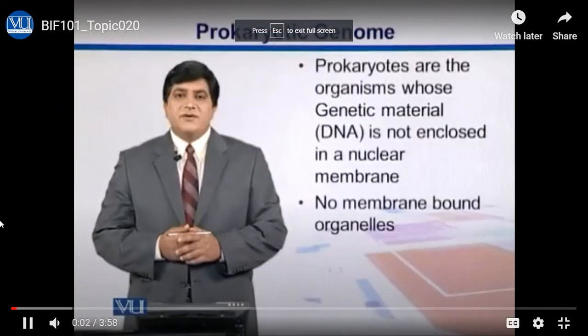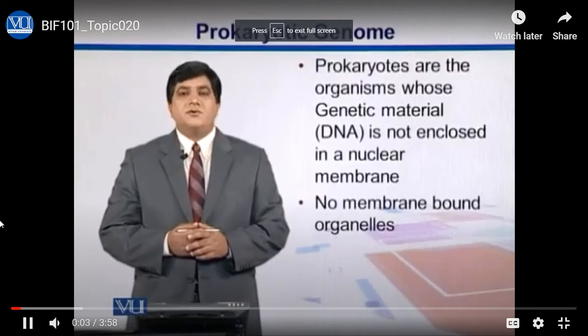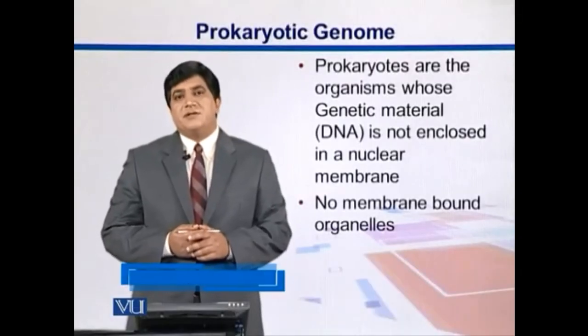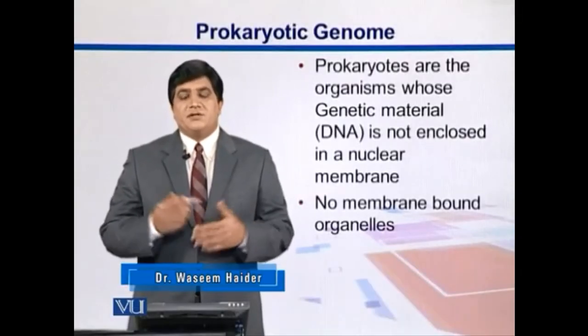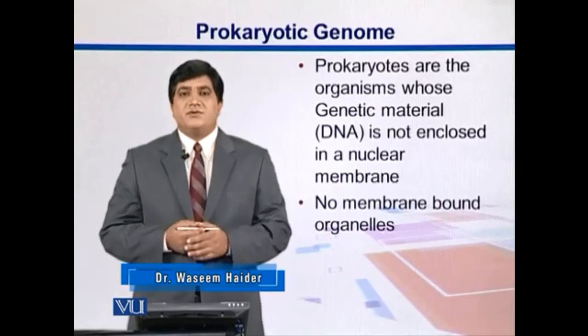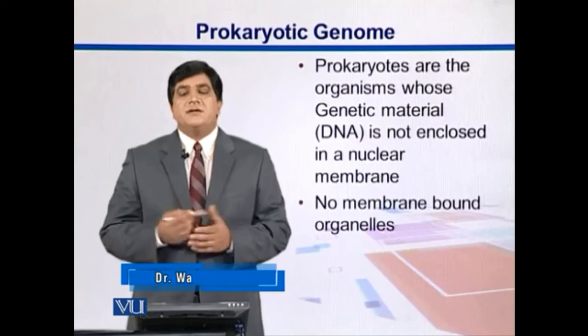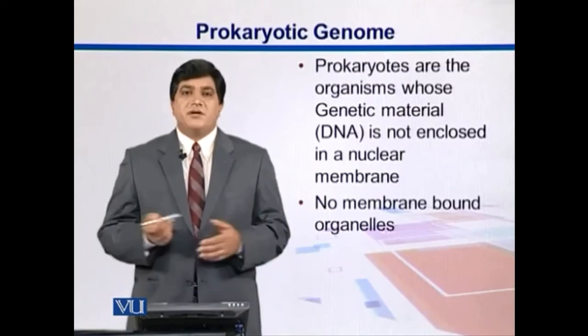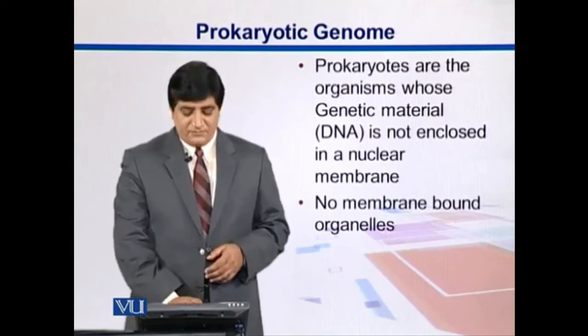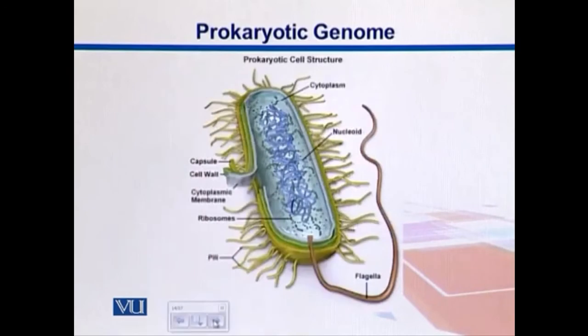So now we study the prokaryotic genome. Prokaryotes are the organisms in which the DNA is not enclosed in membranes, so there is no nucleus. So as there is no nucleus, there is no justification to have other membrane bound organelles. So these are relatively simple cells. Here in this diagram we see a prokaryotic cell, which is a bacteria right here.